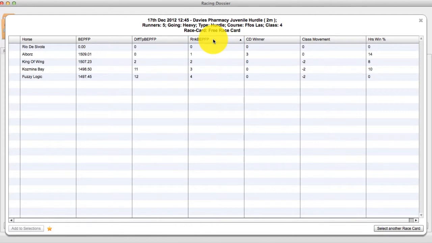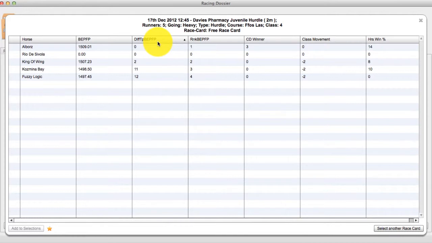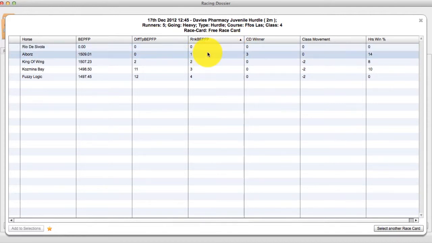Okay, so let's sort by BEPFP. Now, if there's a horse with no rating, it will appear near the top. You can just ignore that runner. What we're interested in is a 1. So the top rated, the horse ranked number 1 is Alborz. We can also do this by sorting the difference from top BEPFP column, but I prefer the rank column. So our top rated horse here is Alborz with 1509, and it's won 14%.